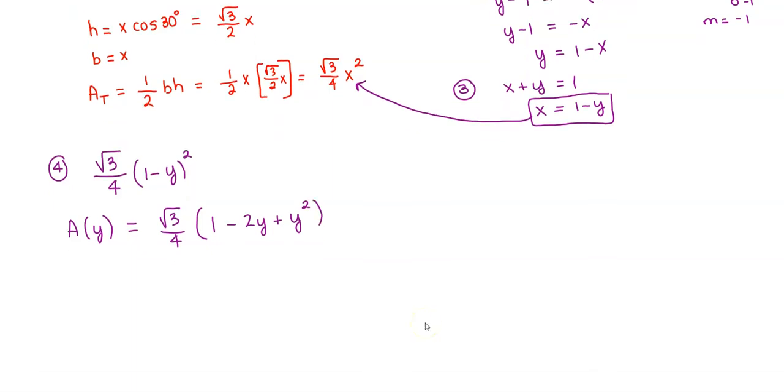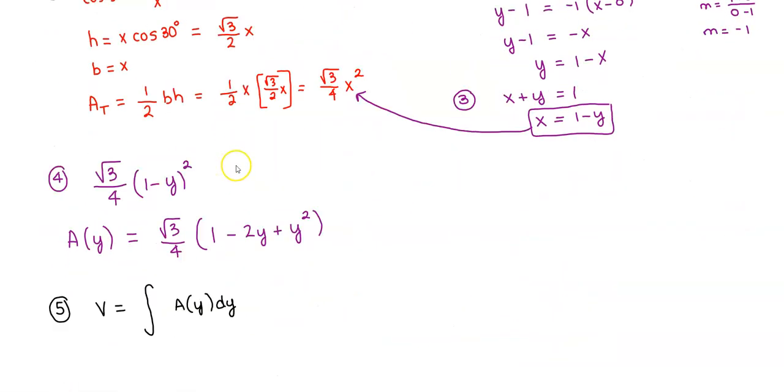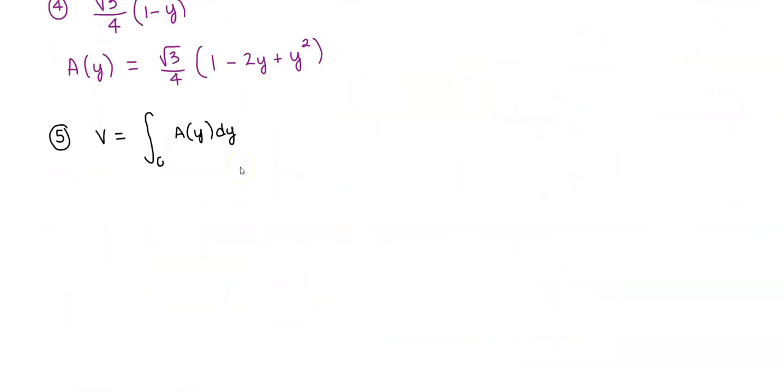So now that we've done that, now we want to find the volume of A(y) dy. And now what are the values of our lower and upper bounds? Well, since we're doing it in terms of y, we know that the lower bound is 0 and the upper bound is 1. So therefore, we're going from 0 to 1.